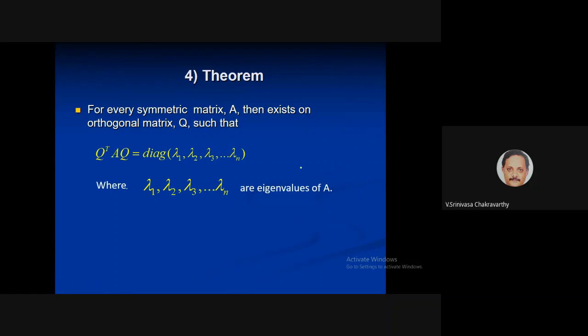There's another theorem about symmetric matrices relating it to orthogonal matrices, which says that for any symmetric matrix A, there exists an orthogonal matrix Q such that Q transpose AQ is equal to a diagonal matrix consisting of all the eigenvalues. So this is a matrix, you can call it D, where D is given as this diagonal matrix, lambda 1, lambda 2, lambda n, and all the other terms are zeros.